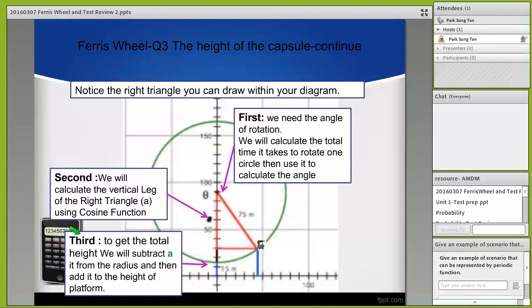Third, to get the total height, we will subtract A from the radius and then add it to the height of the platform. So since we know this whole thing is the radius, after we calculate A, we will subtract it from the radius to get this part right here, this black part, and then we add it to the platform 15 to get the total height right here.